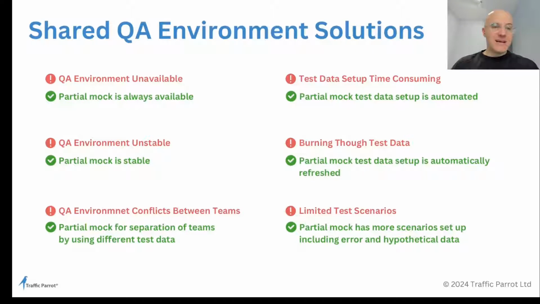Well, the environment is not unavailable anymore. The partial mocks are under your control and they're always available. Same with stability. Partial mocks are stable. There are fewer conflicts between teams, and the test data setup and burning through test data issues are almost eliminated because you can set up your partial mocks in an automated way, and you can reset the test data automatically with a click of a button, or actually automatically through APIs or periodically, etc. And you can set up more test scenarios in these mocks because they're under your control.